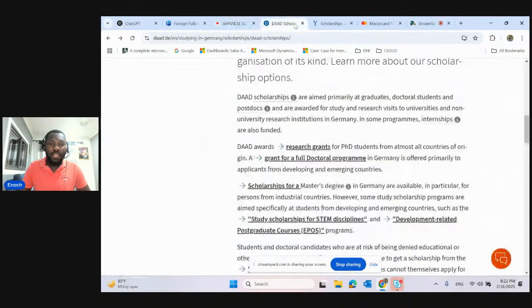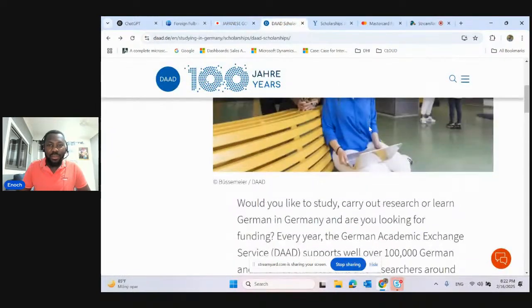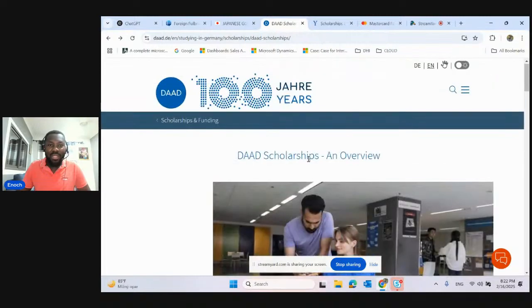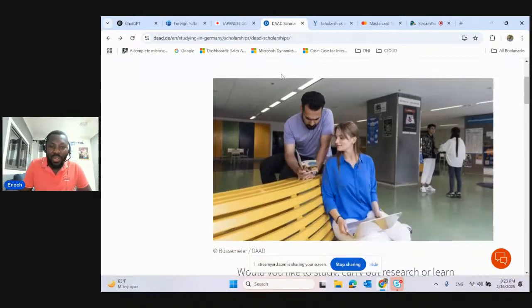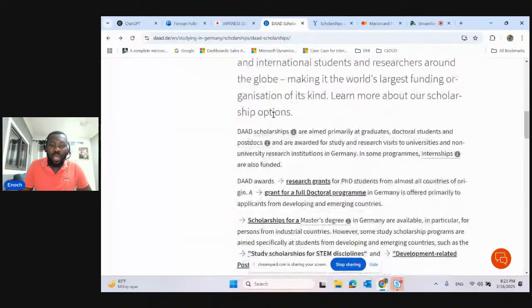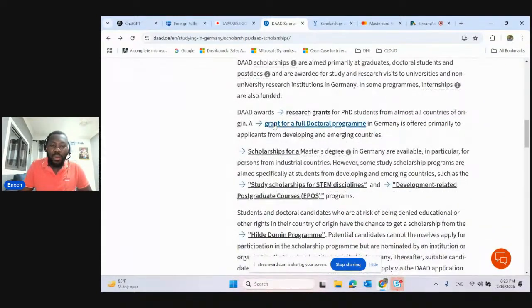All right. And then there is the DAAD government scholarship, which is offered by the German government. You can take it at the master's level or PhD level, and some of them can be taken in affiliated institutions outside of Germany, whilst others must be taken in Germany. So you have to read a lot about the program you are applying to and what the requirements are.